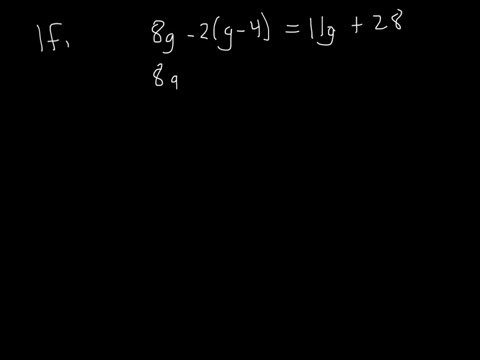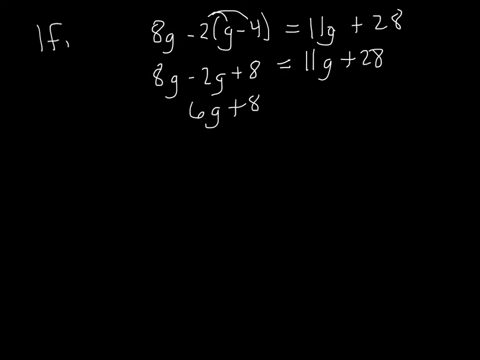So 8g, by the way, I'm simplifying the left-hand side expression. So 8g, and then a negative 2 times g, so that's going to be a negative 2g. And then a negative 2 times negative 4 in my distribution makes a positive 8, right? So that's going to equal 11g plus 28 still. I can simplify the left, so I'm going to get 6g plus 8 equals 11g plus 28. And then I'm subtracting 8 from both sides.